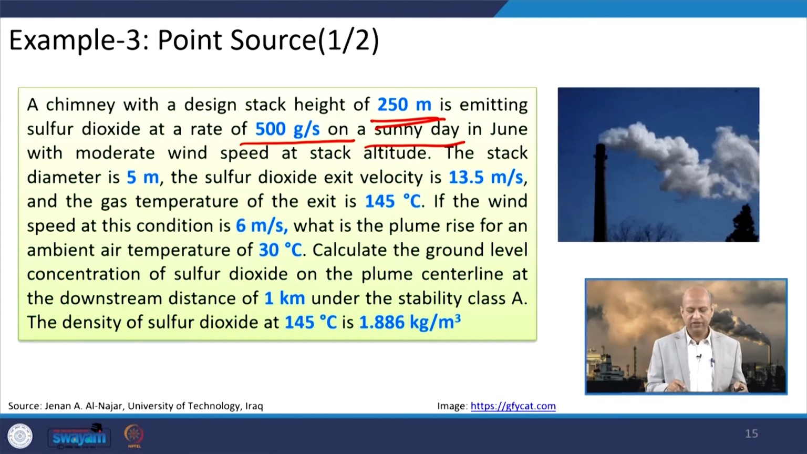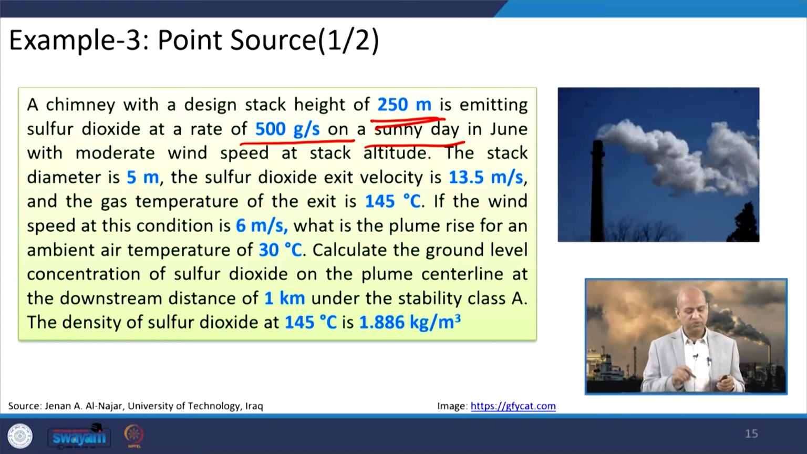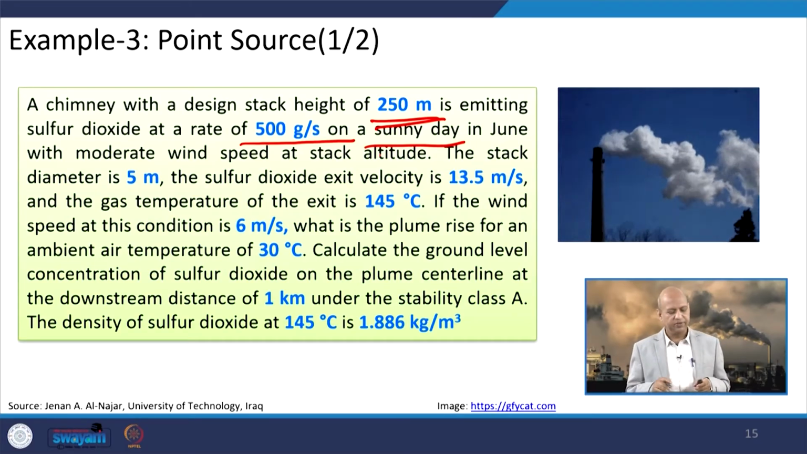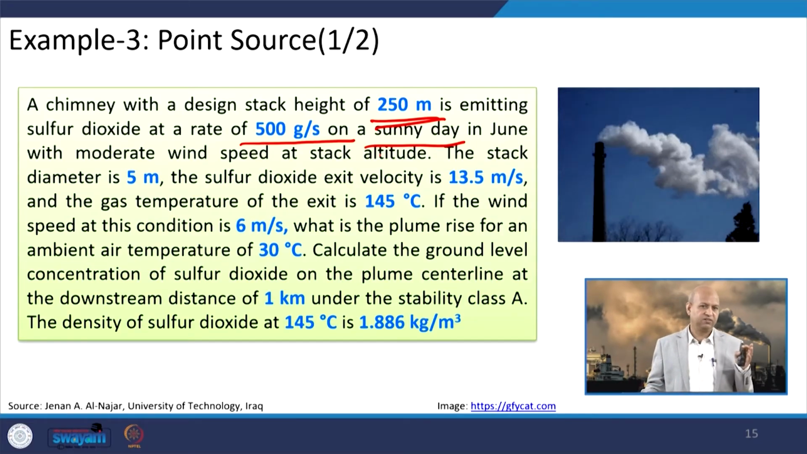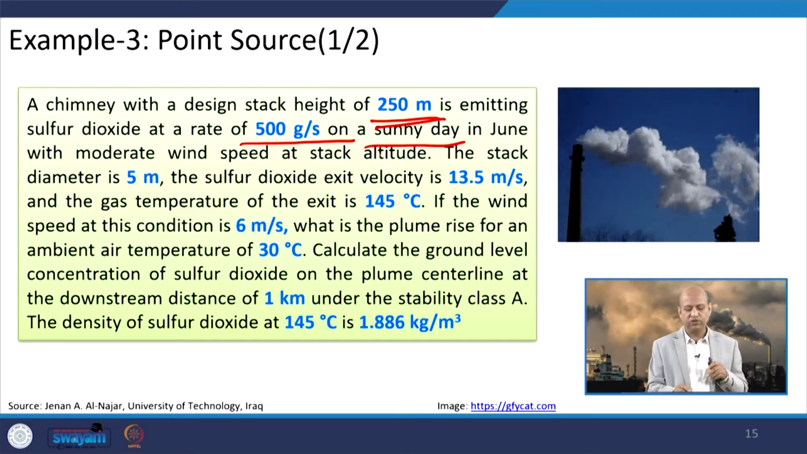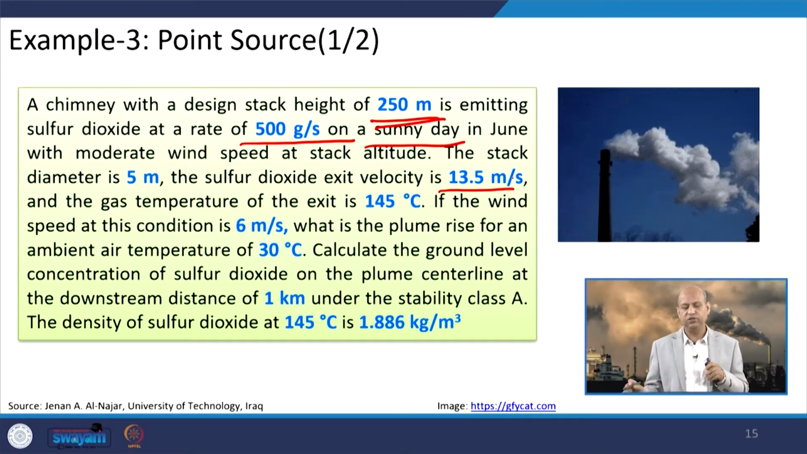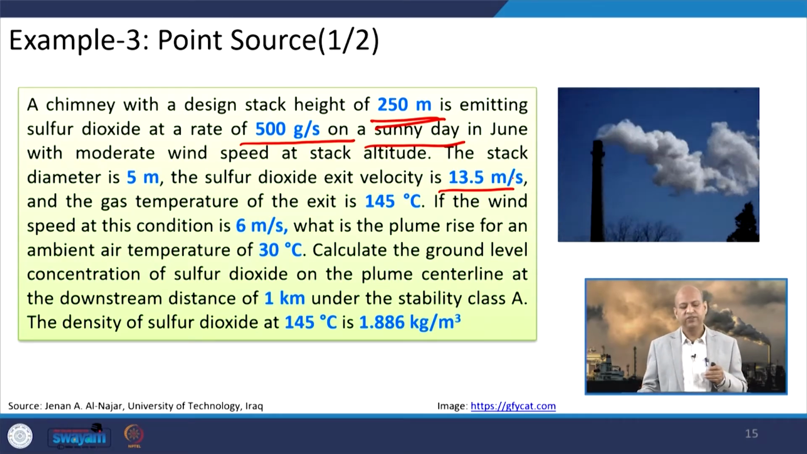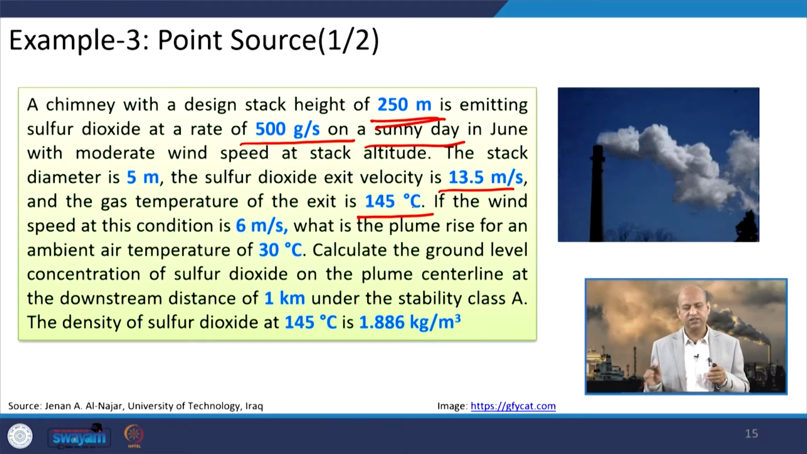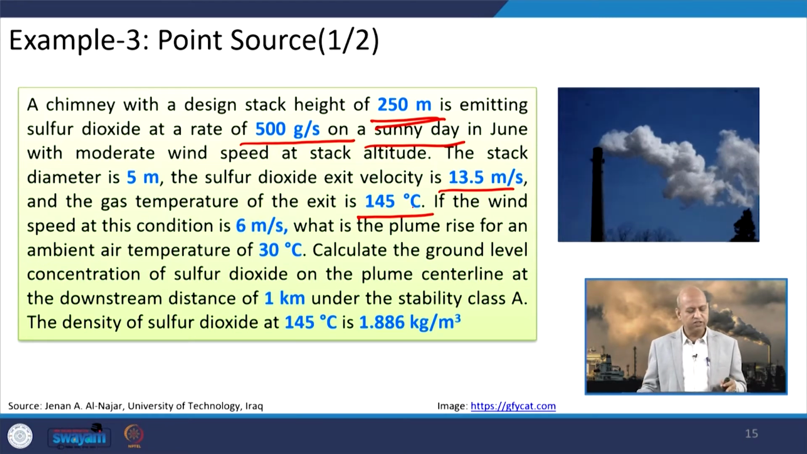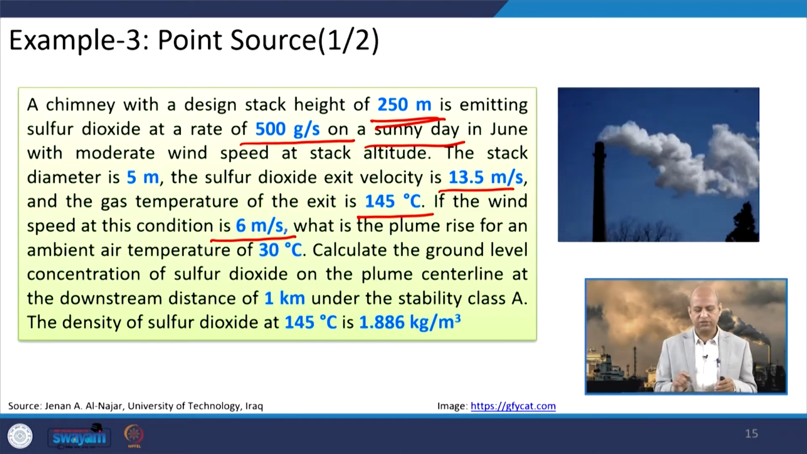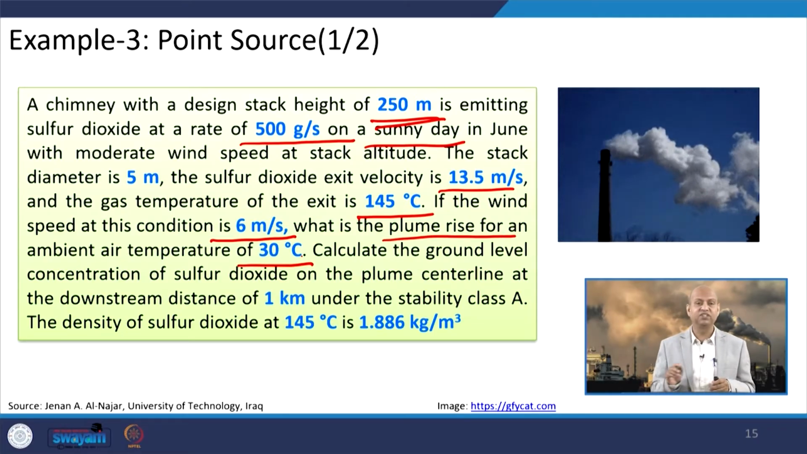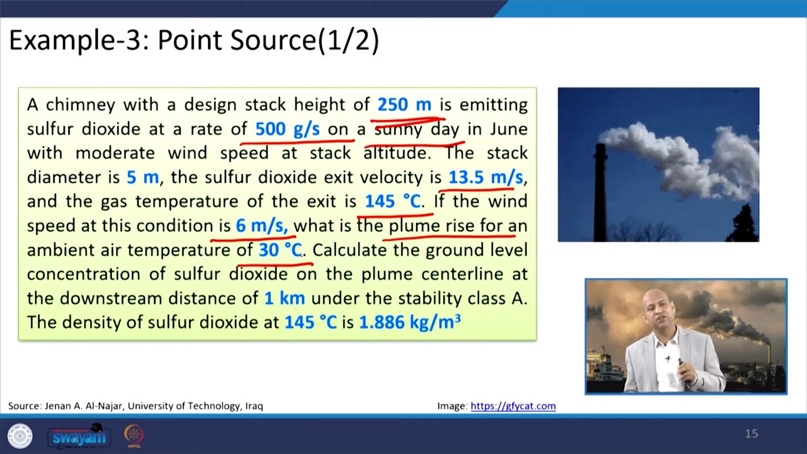Here it is given that it is a sunny day in June with moderate wind speed at stack altitude, meaning stack height. The stack diameter is 5 meter. The sulfur dioxide exit velocity is given as 13.5 meter per second, and the temperature of the exit gas is around 145 degree Celsius. If the wind speed in this condition is 6 meter per second, what is the plume rise for an ambient air temperature of 30 degree Celsius?